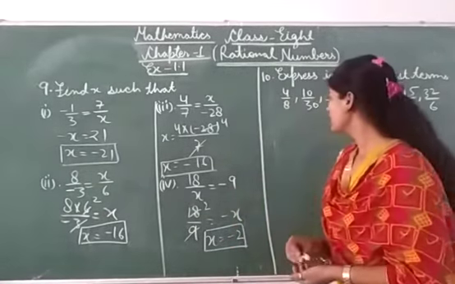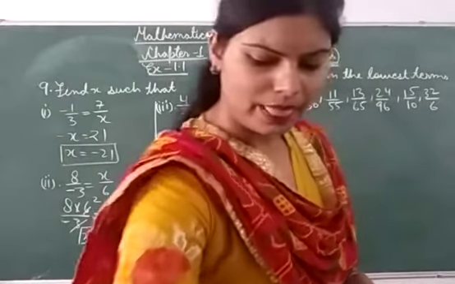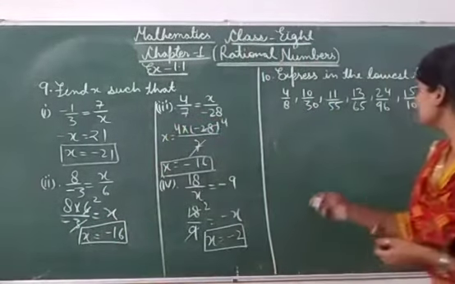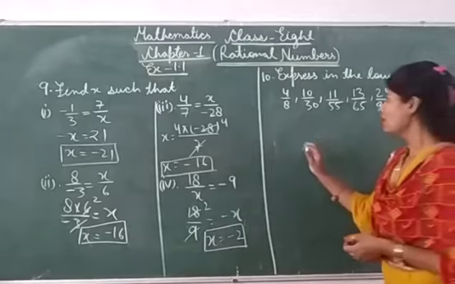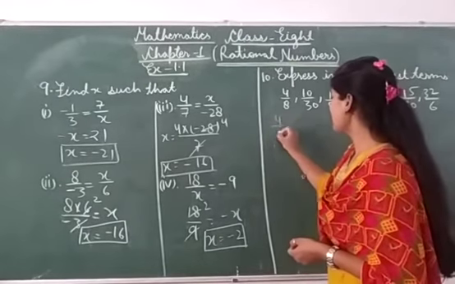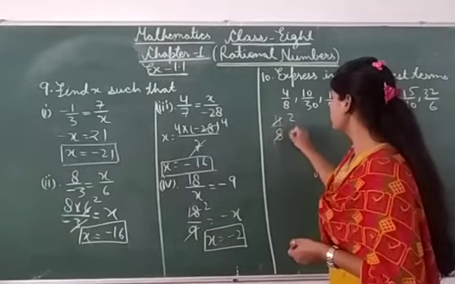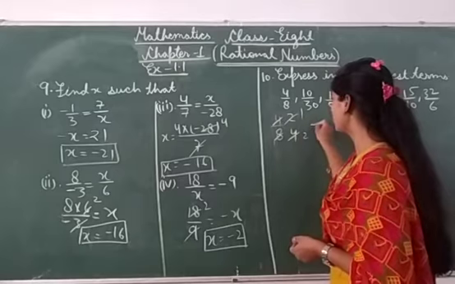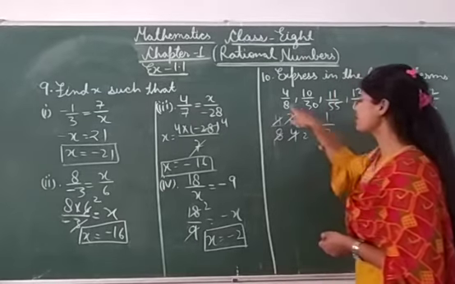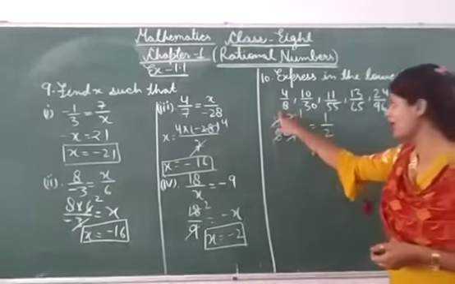Okay students, now the next question is question number 10. Express in the lowest form. Okay, so 4/8. 2 2s are 4, 2 4s are 8. 2 1s are 2, 2 2s are 4. 1/2 is the lowest form of 4/8.